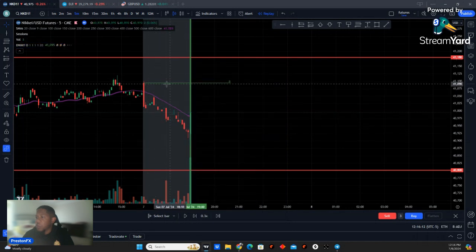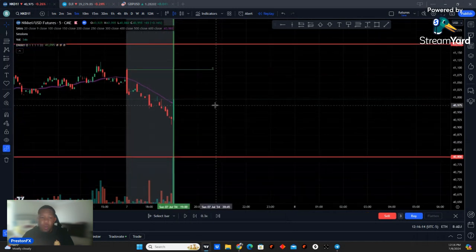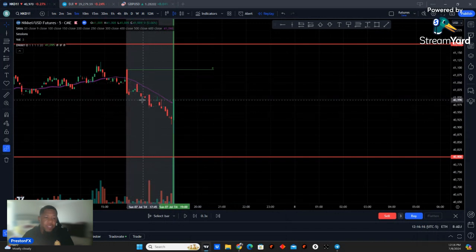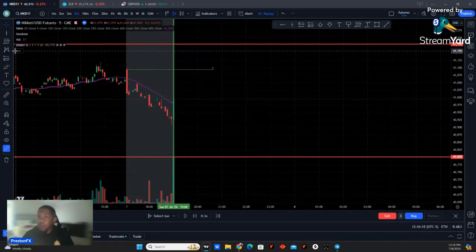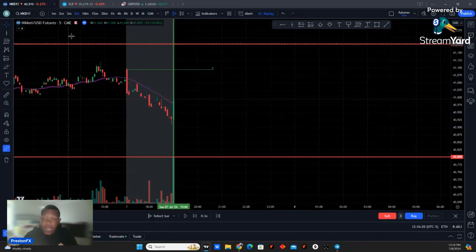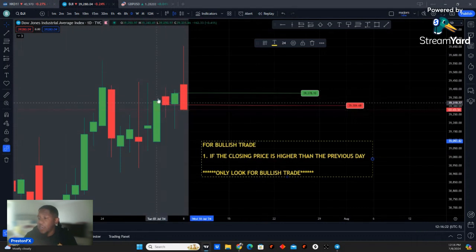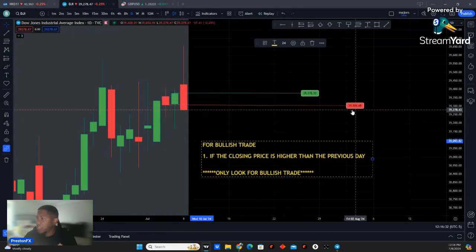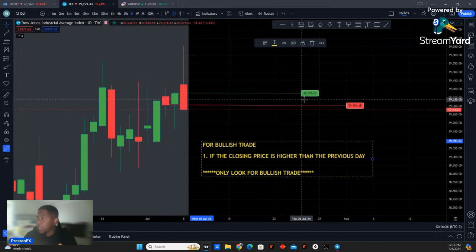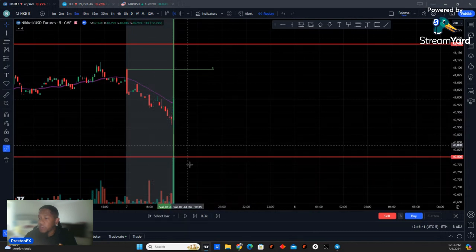So it opened up right here, nothing but bearish momentum. But what kind of trade are we taking, bullish or bearish? This is Wednesday, no trading Thursday, then Friday. It closed on Wednesday at 39,306, and on Friday at 39,378. So we're looking for only bullish trades.